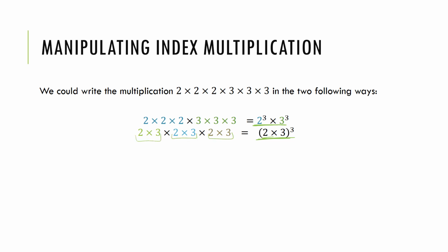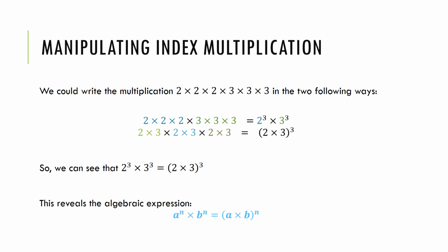We've got 3 of them. So what we've done here is we've got 2 times 3, and because it's cubed, we know that there's 3 lots of them. So this is another way of representing the exact same equation. That lets us know that these two equations are exactly the same: 2 to the power of 3 times 3 to the power of 3 is the same as 2 times 3 all to the power of 3.